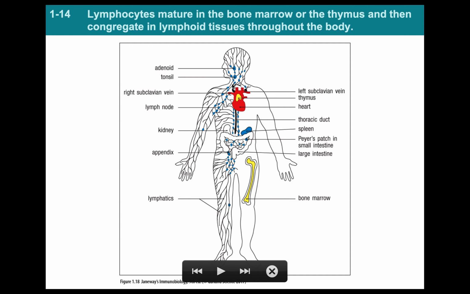But there are also going to be like tonsils. There are also going to be lymph nodes throughout your body. There are going to be little patches all around the small intestine, these Peyer's patches.